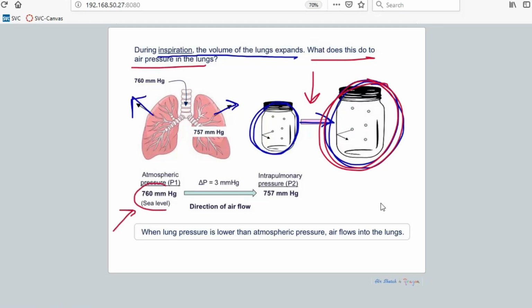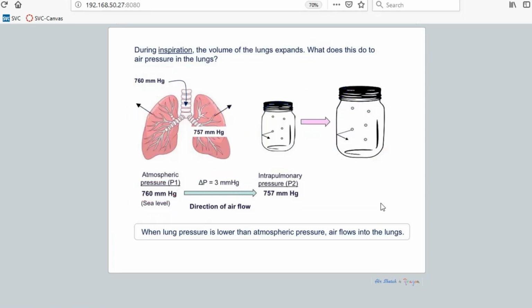This is atmospheric pressure, the pressure in the atmosphere out here, which is 760 millimeters of mercury at sea level. Well, when the lungs expand and the pressure goes down, that drops the pressure inside the lungs to 757 millimeters of mercury. So not a large difference at all, but it is a difference. And so specifically, pressure is higher outside the lungs than inside, and that allows air to move in the lungs. So the lungs expand, pressure drops, and that allows air to move in the lungs.